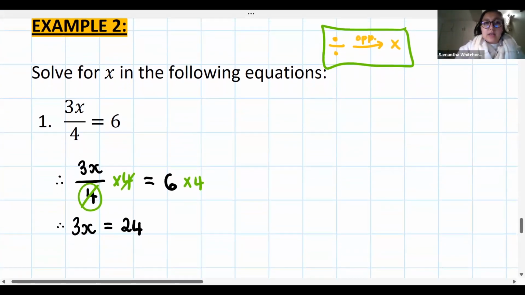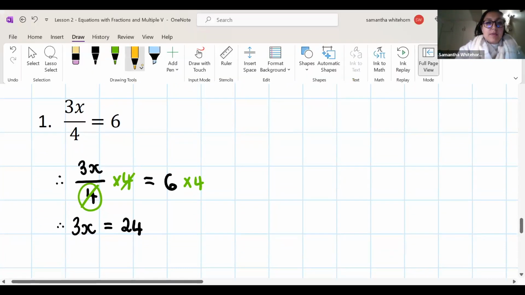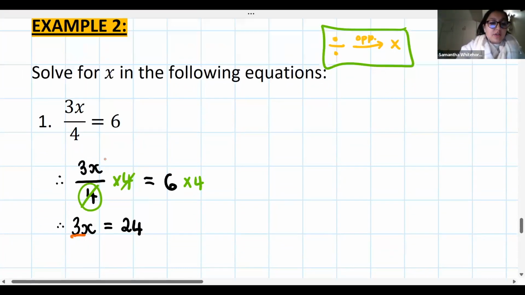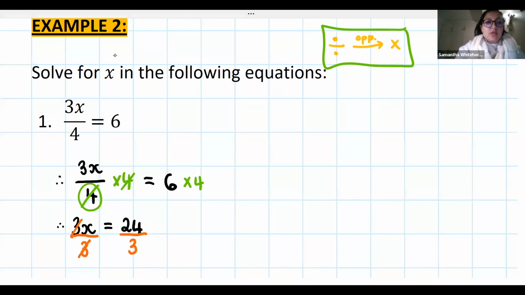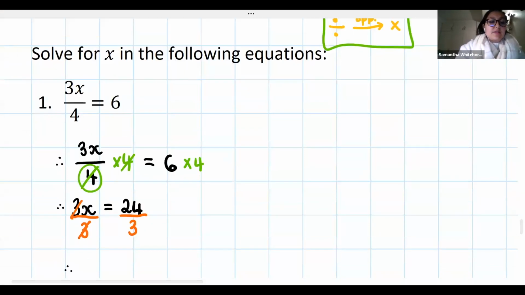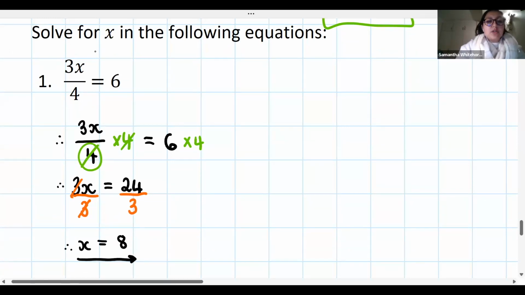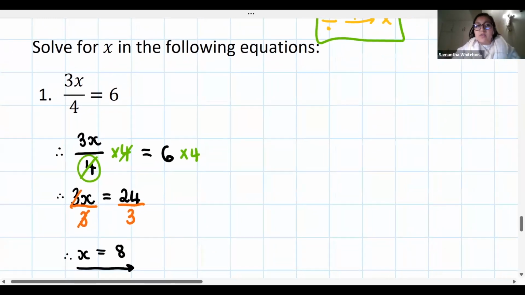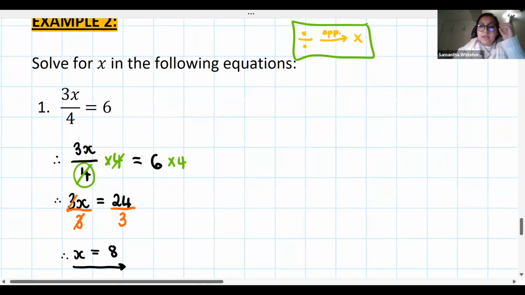Now that we've done that, we can keep using our inverse operations. Remember, we don't want that coefficient of x, so we need to divide by 3 so that we can get rid of it. But if I'm going to divide the left by 3, I must divide the right by 3. So I've got 24 divided by 3, and that gives me an x value of positive 8. What's really important to remember with fractions is what your inverse or opposite operation is. The opposite of dividing is to multiply. And so we can solve equations even if they are fractions because we know how to use inverse operations.